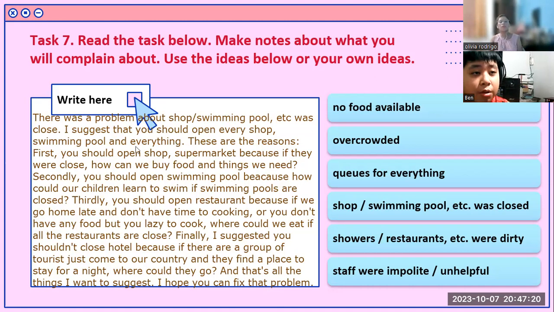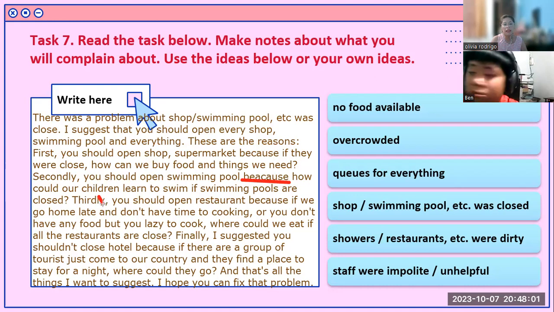Okay, so there was a problem about shops, swimming pools, etc. being closed. I suggest that you should open every shop, swimming pool, and everything. These are the reasons. First, you should open the shop, supermarket, because if they were closed, how can we buy food and things we need? Very good. Secondly, you should open swimming pools. Spelling, Ben, please watch your spelling. How could children learn to swim if swimming pools are closed?